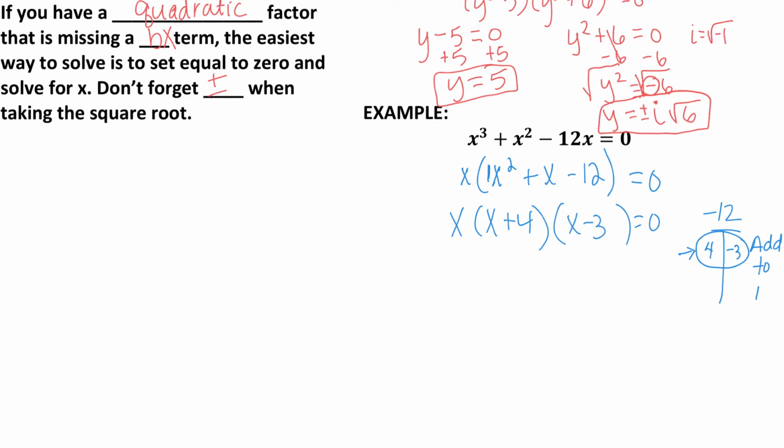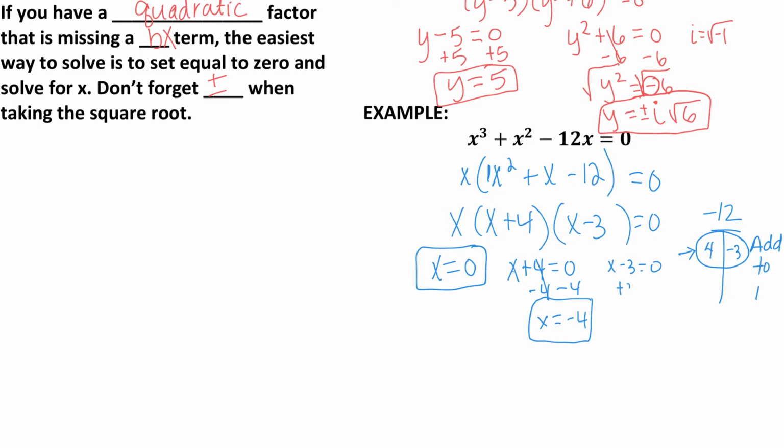And we have them all equal to 0. Since those are all linear terms, let's go ahead and set them all equal to 0. So you have your x equals 0, and that's already solved, so that's one of your solutions. Then you're going to have x plus 4 equals 0. So you're going to have to subtract 4. So x equals negative 4. That's another solution. And then x minus 3 equals 0. Add 3 to both sides.